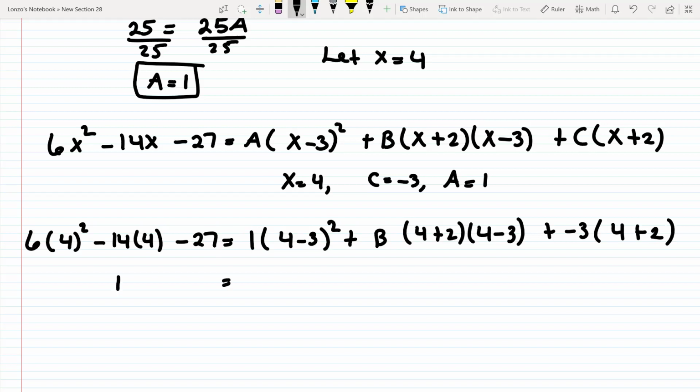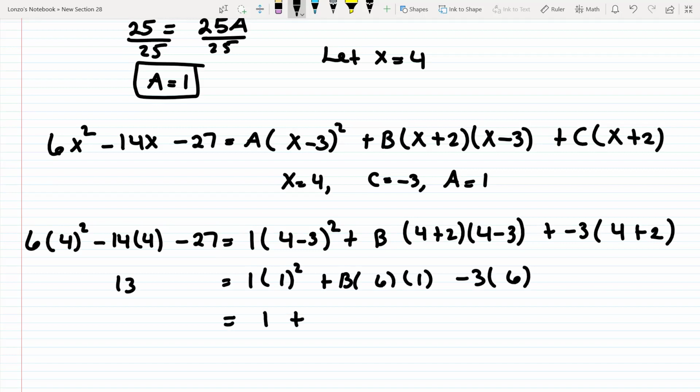So this would be 13. And then this is going to be 4 minus 3 is 1 squared plus b. 4 plus 2 is 6. 4 minus 3 is 1 minus 3 times 4 plus 2 is 6. So 1 squared is 1 times 1 plus 6 times 1 times b, that's 6b. -3 times 6 is -18. And then this is 13.